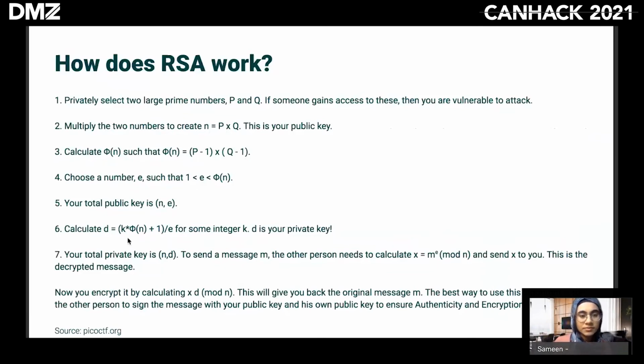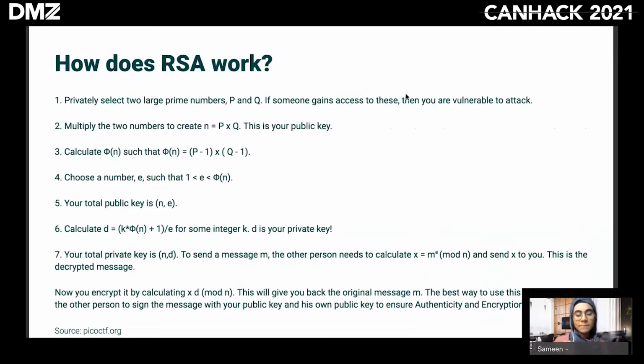Choose a number e such that e is greater than 1, but e is less than this totient value right here. Your total public key is made up of this n value and this e value. And then you have your d, which is your private key. And d is the totient plus 1 over e. And that's your private key. So your total private key is n and d. So n is the common thing between these two.